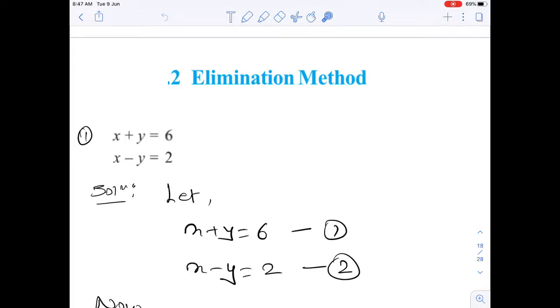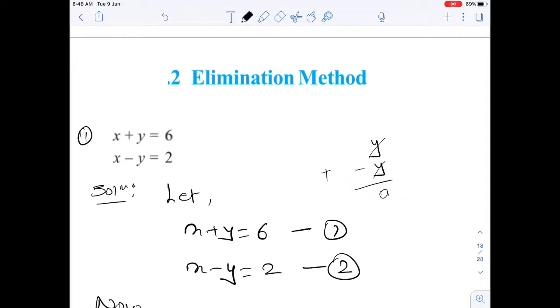Here plus x is present, and here also plus x is present, so we cannot eliminate it directly. But here plus y is present, and here minus y is present. If we add these two, y minus y, they will get cancelled, our answer will be 0, that is, y will be eliminated. So we have to arrange it in this way: plus y minus y will get cancelled and become 0.